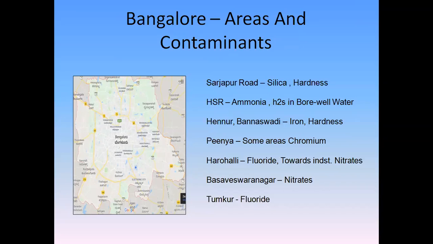In the Peenya area, we have chromium salts in a few areas. Chromium 6 is dangerous, so it is very necessary to get your water tested. Harohalli has a few fluoride issues. There is fluoride in the water, and there is also nitrate in the water. Basaveshwar Nagar has high nitrate. In 2008, when we did the testing of nitrates in Basaveshwar Nagar, it was between 20 and 30. I don't remember the exact value, but the government standard limit is 45 ppm, 45 milligrams per liter.